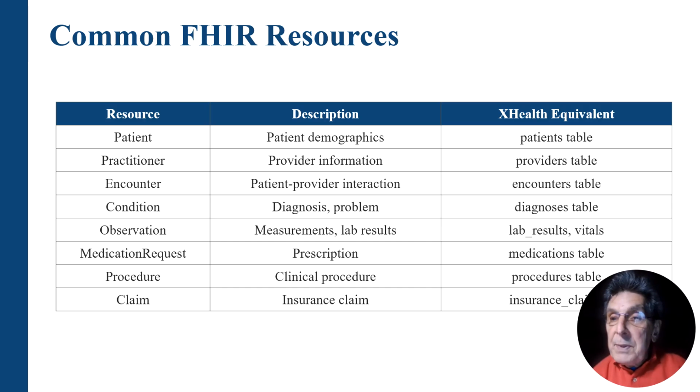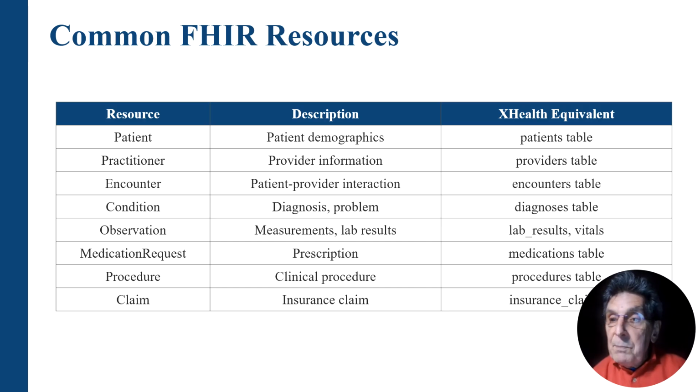All right, let's map common FHIR resources to our xHealth database that we've been using in our course. And you can see the correspondence, the parallels. Patient maps to our patients table. It contains the demographics, the identifiers, names, date of birth, gender, addresses, all the contact information. Practitioner maps to providers, contains the provider information, the name, credentials, the NPI, specialty. Encounter maps to our encounters table. It represents a patient-provider interaction, an office visit, a hospitalization, an ER encounter.